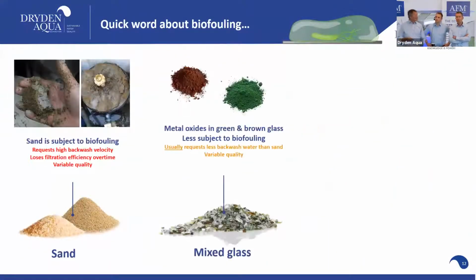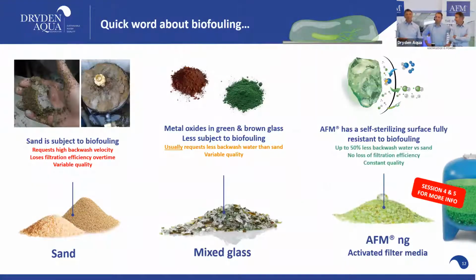You want to take this? Yeah. Most important, performance is one thing, but how long this will last is another one. And we don't want this loss of performance. We see that sand is very subject to biofouling. Performance will drop faster than with other glass, and you lose your filtration efficiency over time. With green and brown glass, you naturally have these metal oxides that will prevent, not fully prevent, but limit bacteria from sticking onto the glass, from this biofouling. So you will limit biofilm, the glass will last a bit longer, and performance will not drop as fast as sand.